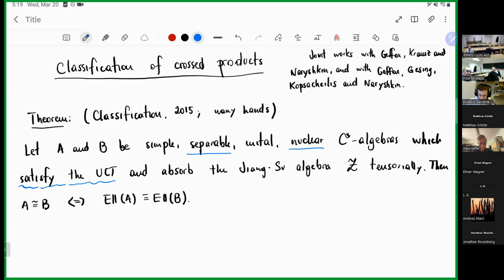And the other reason why I will not discuss the UCT very much is that for the C-star algebras that I will be looking at in this talk, the UCT is automatic. So there's really nothing to worry about for the class that we will look at. Of course, it's a major assumption in the theorem. To prove it, you absolutely need this.